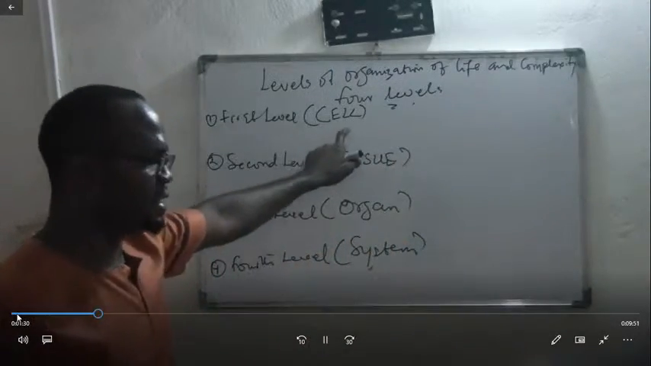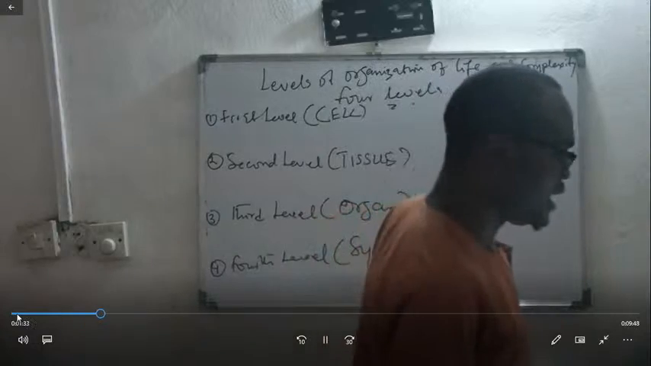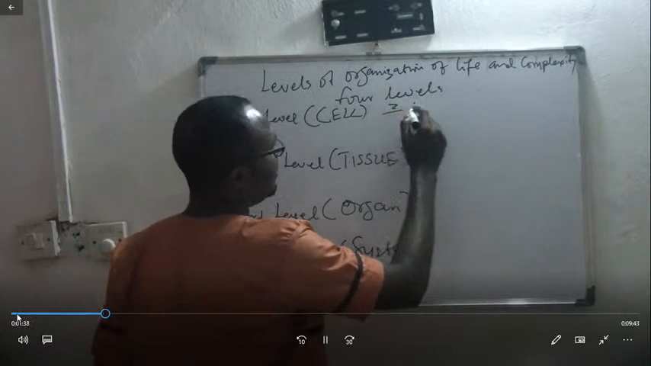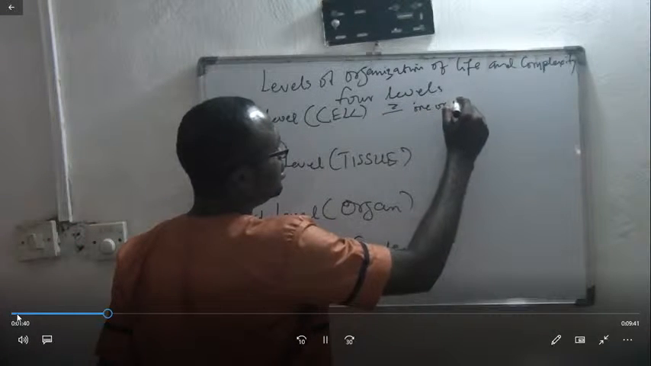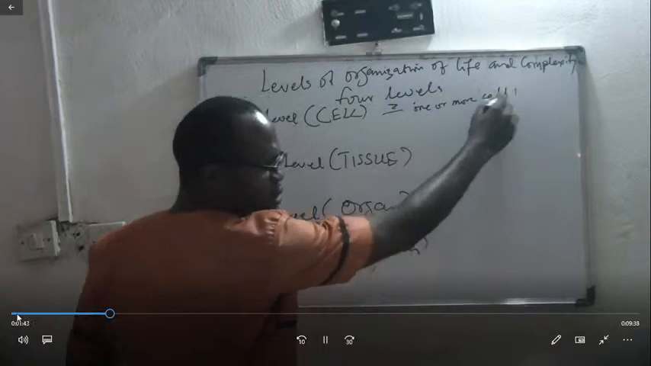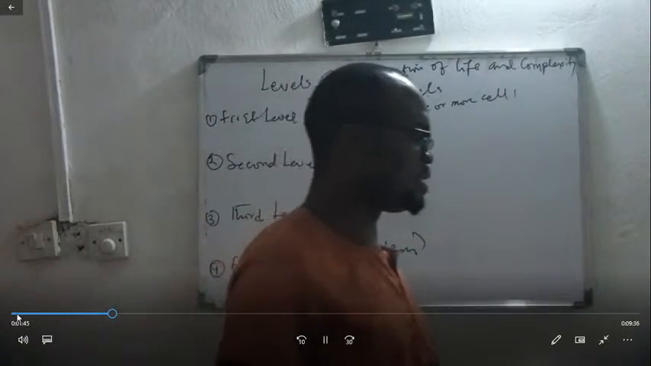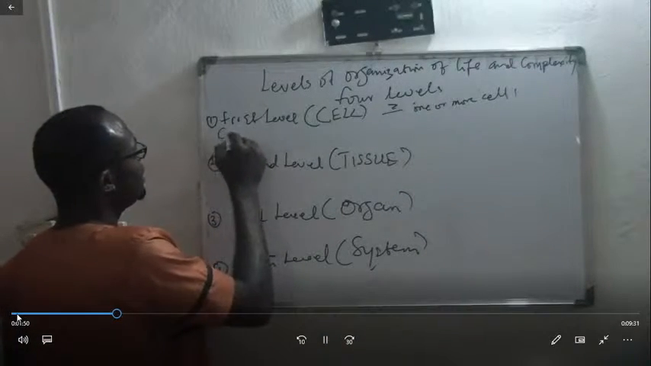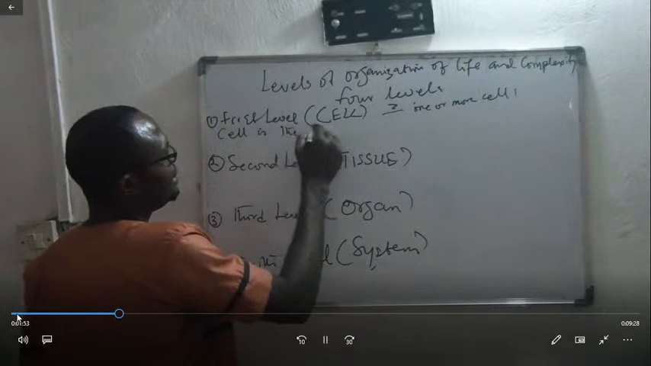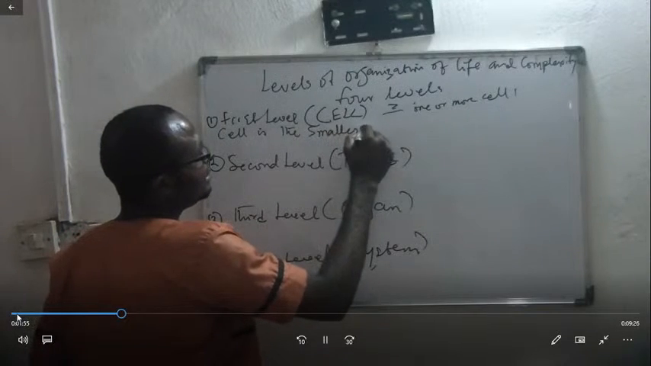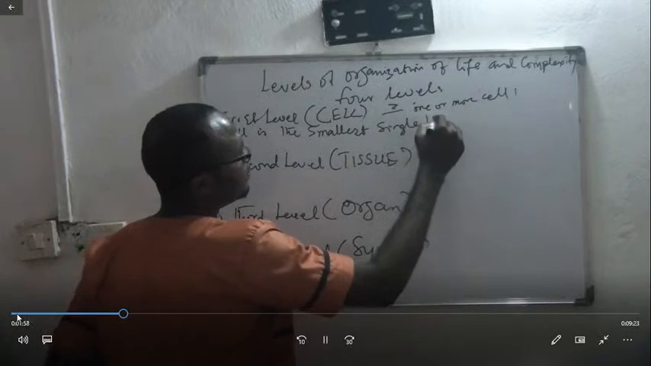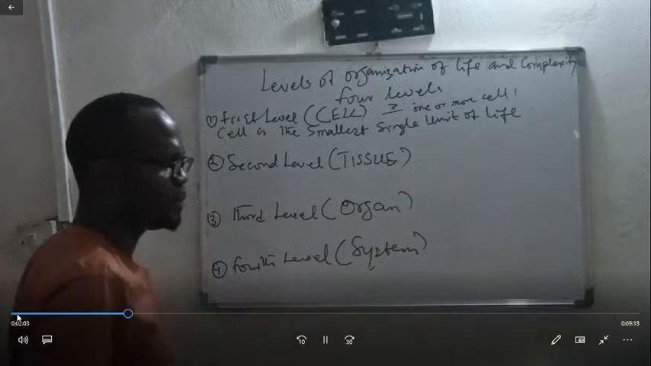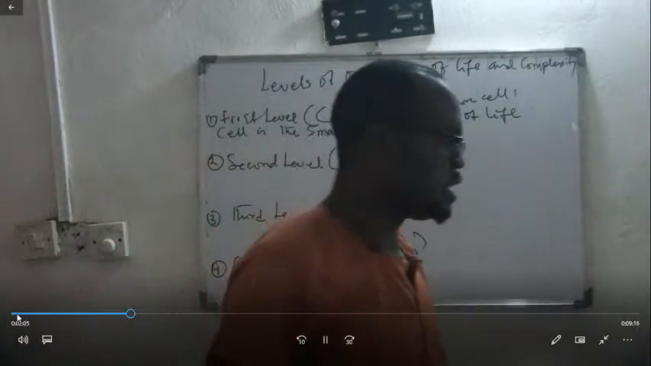So first level is the cell. Is that clear? And it's made up of 1 or more cells. Organisms at this level are made up of 1 or more what? Cells. And what is a cell? Cell is the smallest single unit of life. Cell is what? Cell is the smallest single unit of life. That's what cell is.